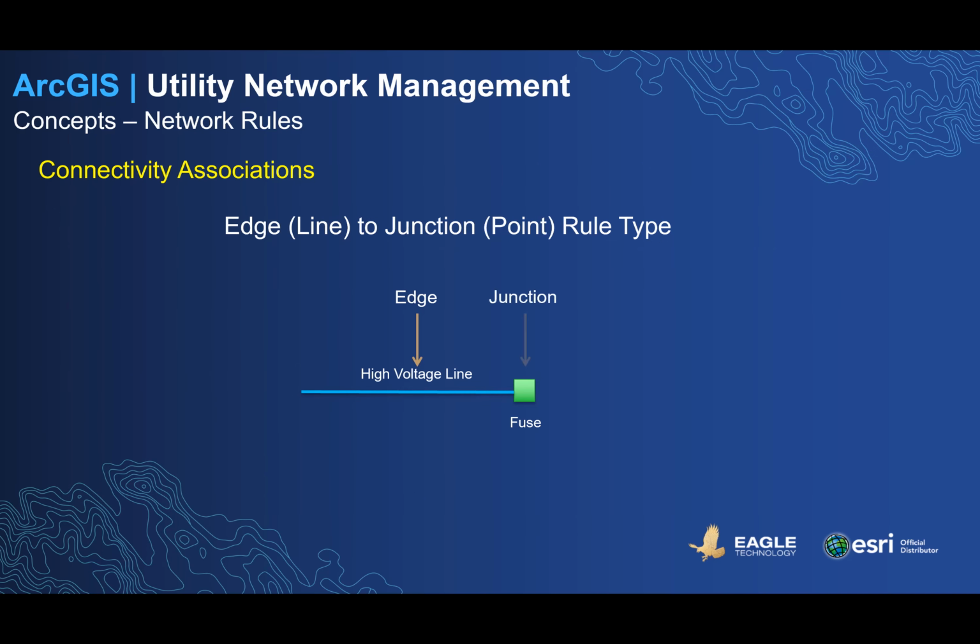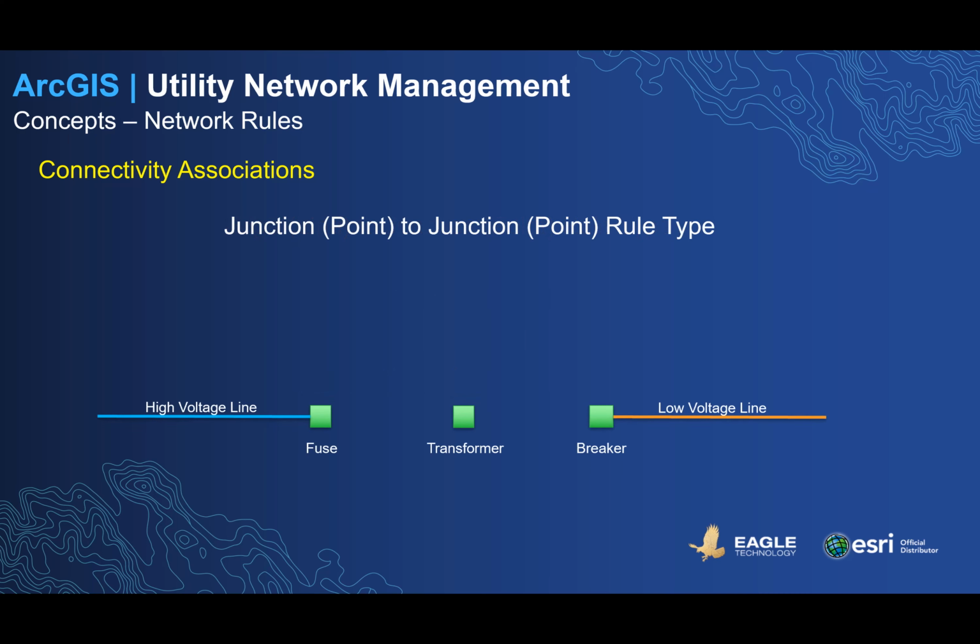Network rules. An edge junction rule is the most simple. The rule type defines which point feature, asset group, and asset type can snap to which linear feature, asset group, and asset type combination. This is more or less the same way you would enforce a geometric network rule using coincidence.